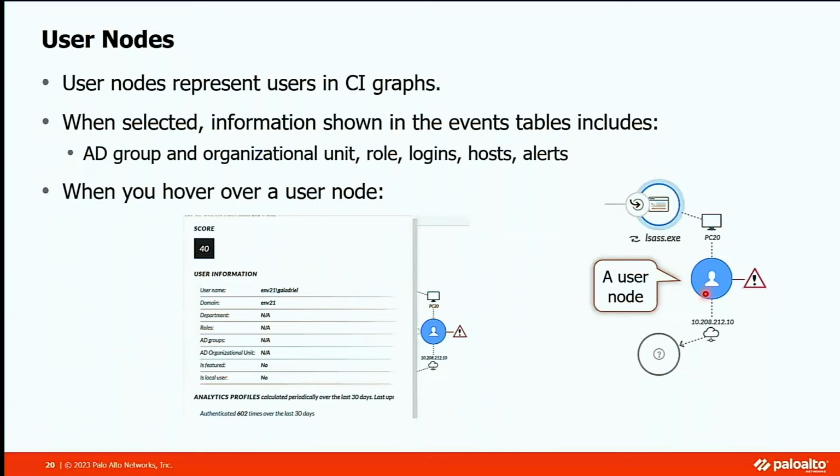And if you click on a user node, I can see a logical user on PC20 and the services that are running. But with a user node, if you hover over it, we then have user information. Some of this information we don't get by default. Yeah, I can see the username. We know the logged on username. We know the domain name as well. But by default, we can't obtain other Active Directory attributes without enabling a Cloud Identity Engine instance.